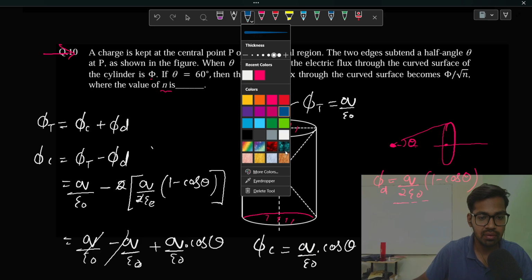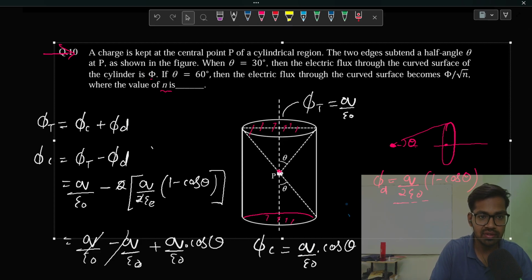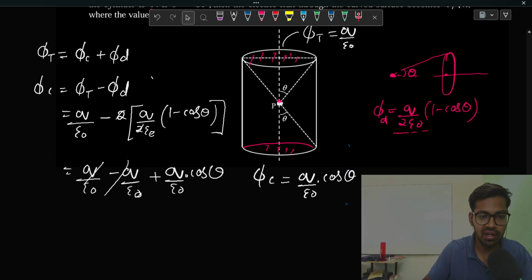Next, we have to see that there are two cases: when the angle is 30 degrees and when the angle is 60 degrees. In this situation, we just need to calculate the flux and then calculate the value of root n. The value of flux through the curved surface in case 1, when the angle is 60 degrees, okay, sorry, 30 degrees, becomes root 3 by 2 times q by epsilon naught.